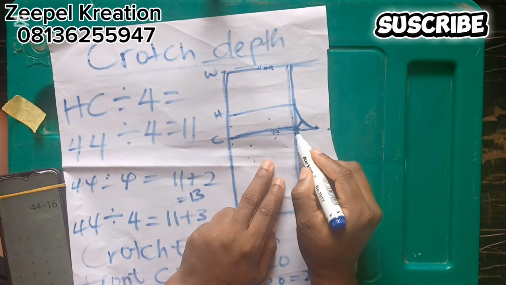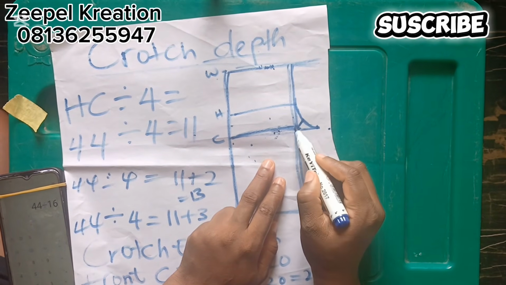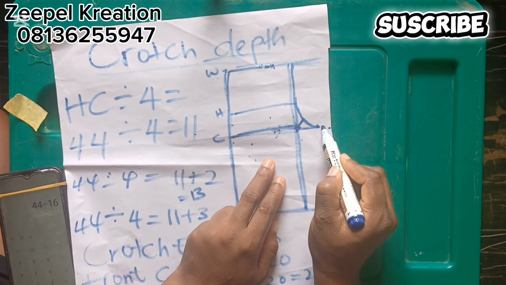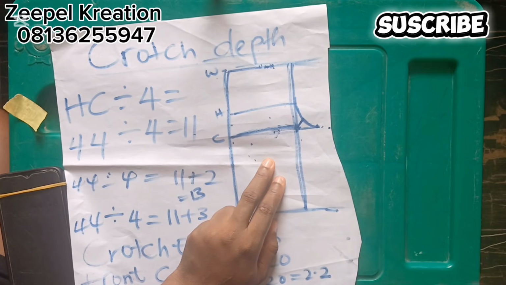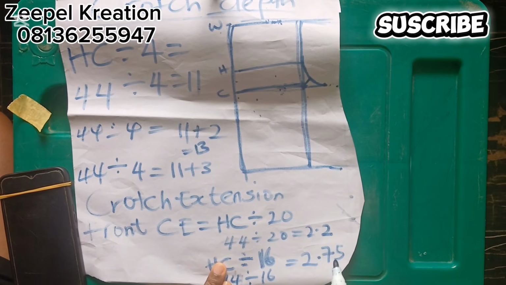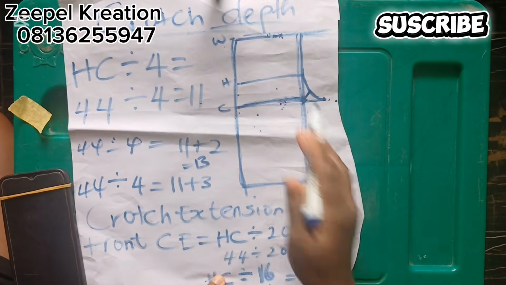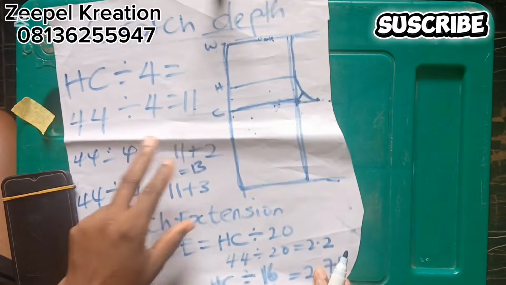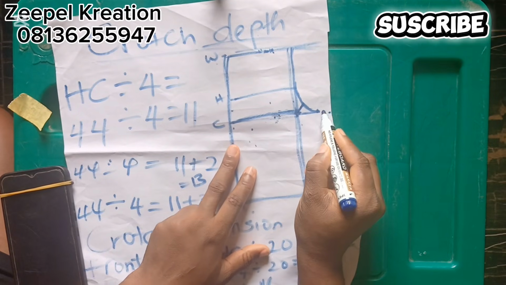So that means from here, where my trouser block stopped, I will now mark 2.75 for a loose trouser. But if it's for a fitted trouser, I will maintain 2.2. I don't know if you are getting me, but for a loose trouser, hip circumference divided by 16, I will now mark from here 2.75.